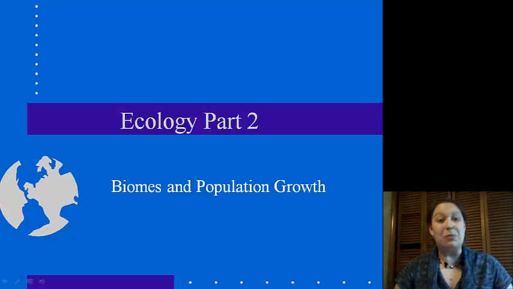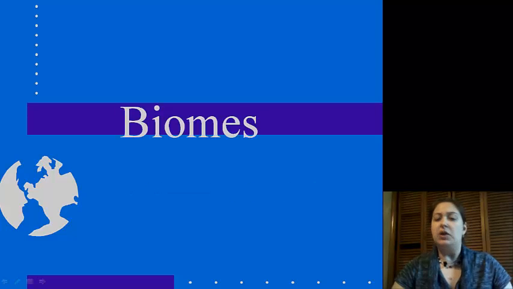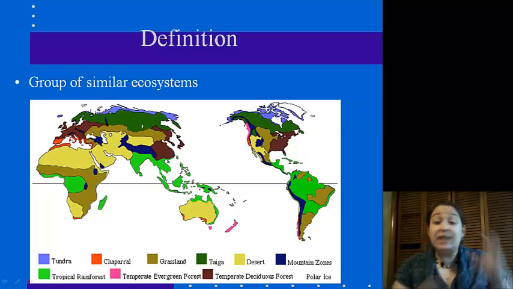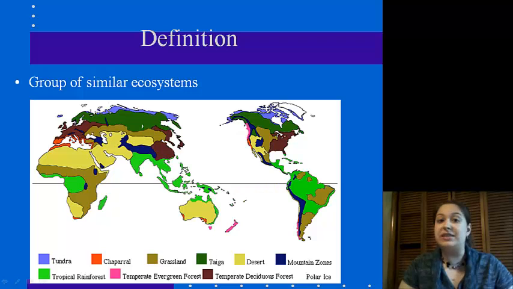Ecology Part 2, Biomes and Population Growth. So let's first talk about biomes. They are a group of similar ecosystems that can be found throughout different places on the Earth. Again, they're going to have similar precipitation and similar temperatures.